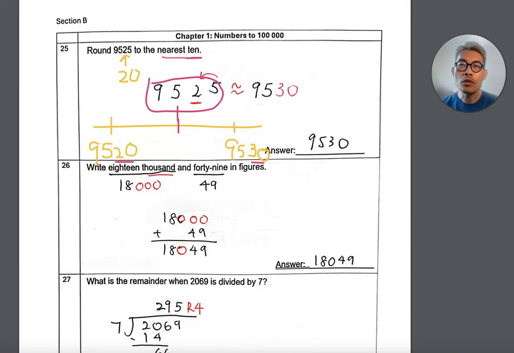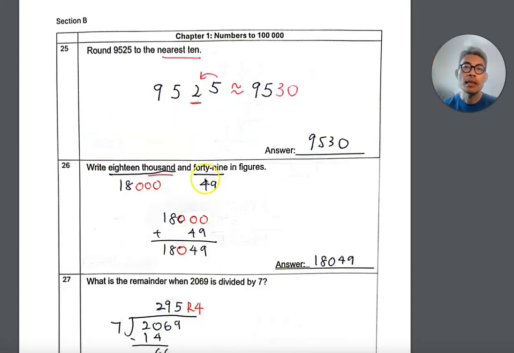Of course, the teacher will have taught you your circle, your underline. If it's 5 or more, you add 1 and you get 30. This part is just to show the understanding of what rounding off to the nearest number means. Try to find the nearest one. If it's 5, it's right in the middle, we always move to the right hand side to the larger number.